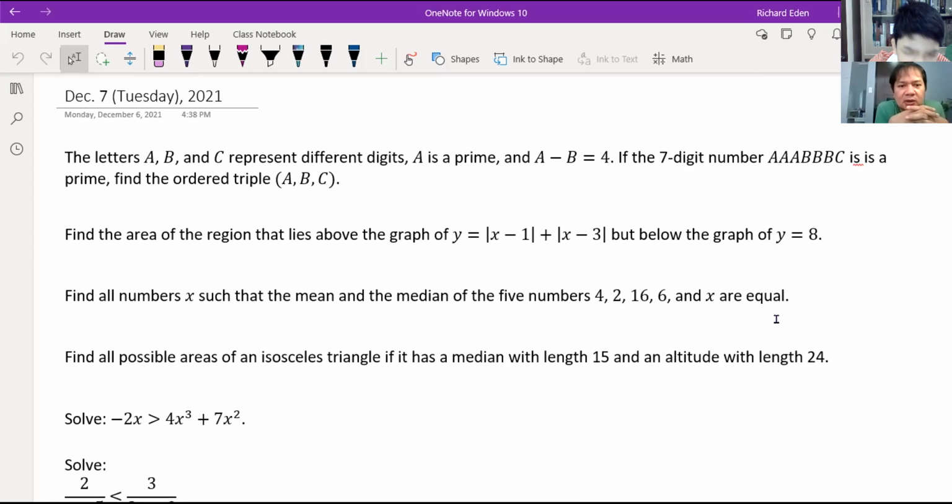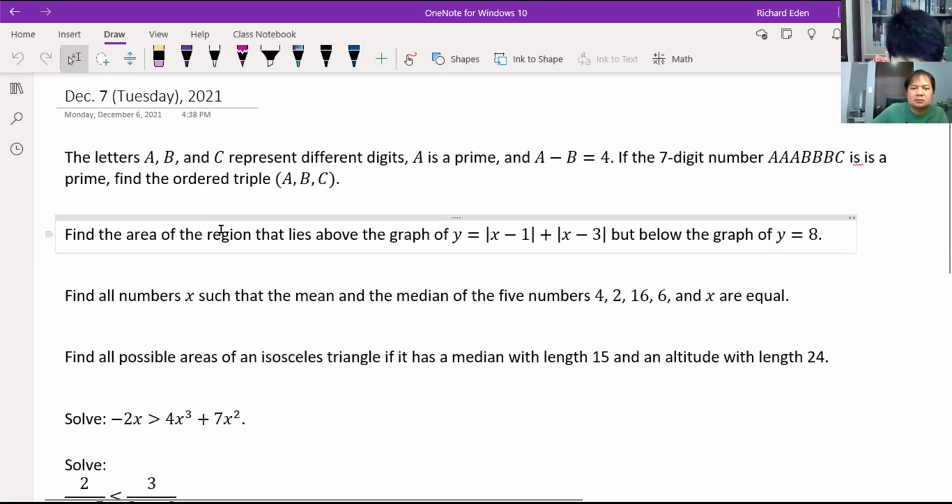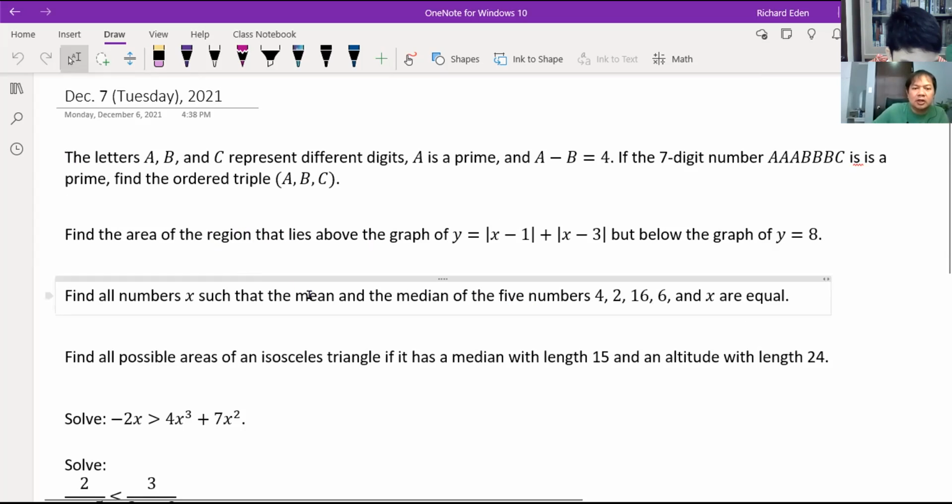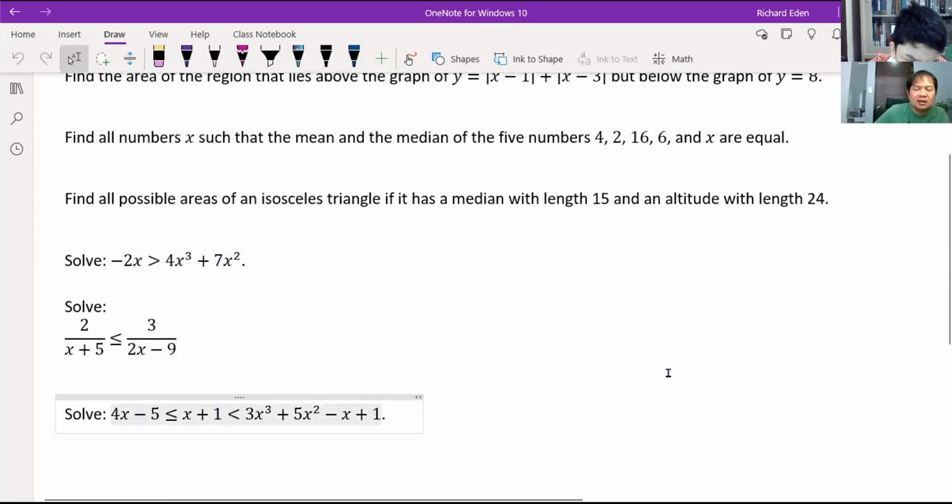Opo. I solved all of them except 2 yata. There are 2 problems po that I did not solve. Those are 3 yata and 3 and 7. Okay, 3 and 1, 2, 3. So ito, the mean and median. 4, 5, 6. Hindi pa po lumabas po sa inyo?